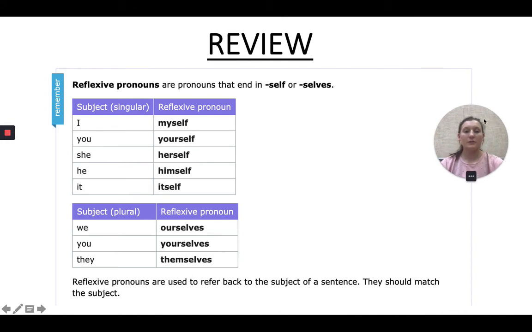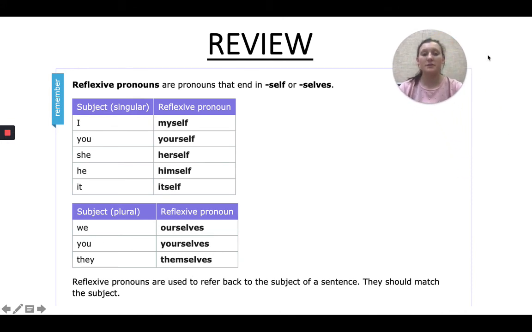All right, and quickly we're going to review here, and this is what you're going to be doing on IXL. Remember that reflexive pronouns are pronouns, and these pronouns end in self or selves. So the subject singular, I, in the reflexive pronoun would be myself. Remember, it ends with self. Singular, you, as the subject, would become yourself.